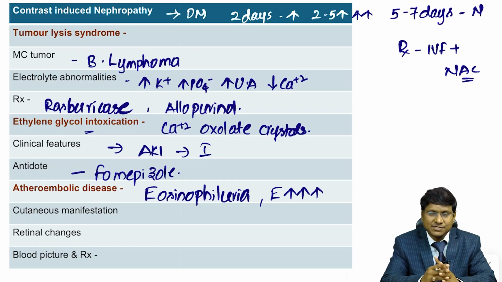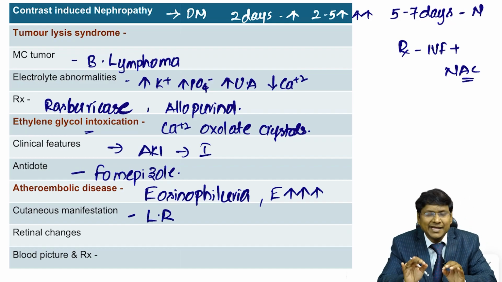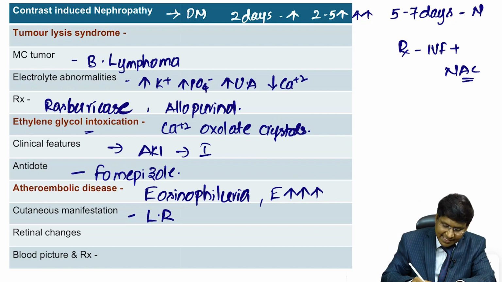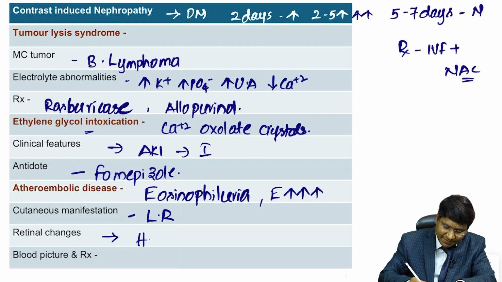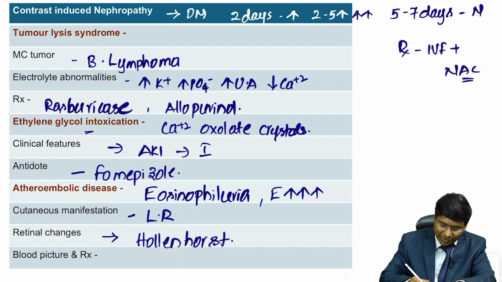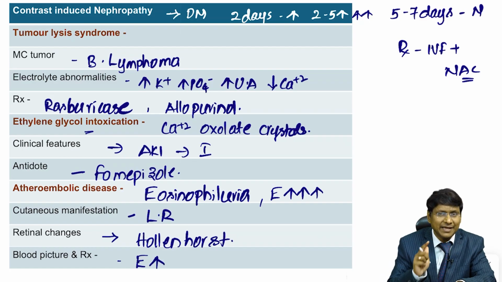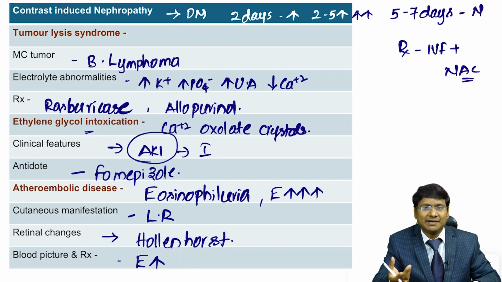Then what is the cutaneous manifestation? The cutaneous manifestation in these patients is a net-like formation of blood vessels over the skin, called livedo reticularis. As for the retinal changes, these plaques can enter the retinal vessels, and you have the presence of Hollenhorst plaques. These Hollenhorst plaques are a very important feature in atheroembolic disease. In the blood picture, the eosinophil levels will be increased. You need to treat this acute kidney injury depending upon whatever electrolyte or metabolic abnormalities the patient has developed.